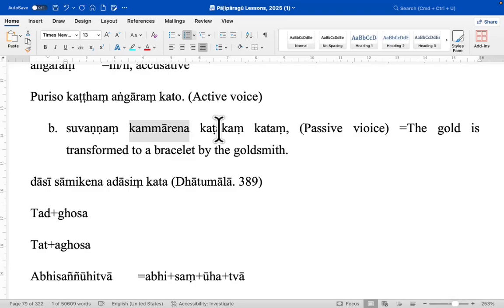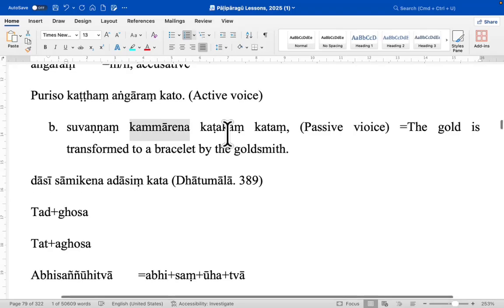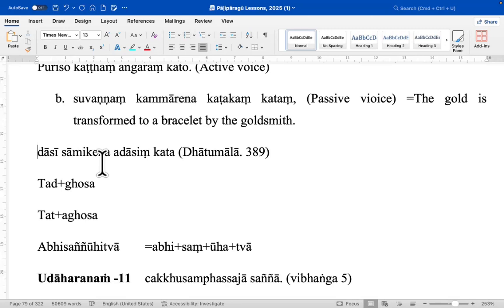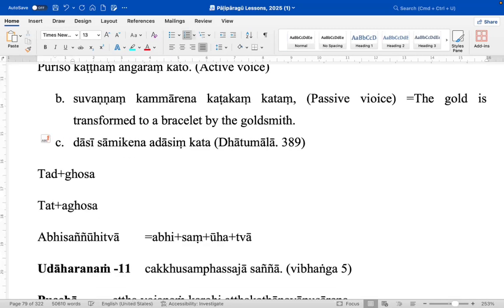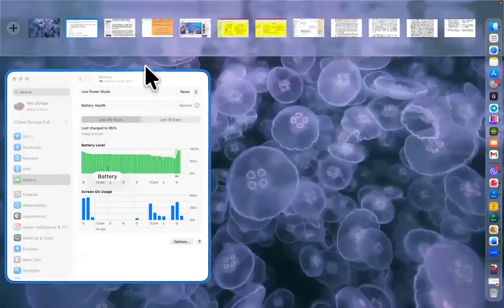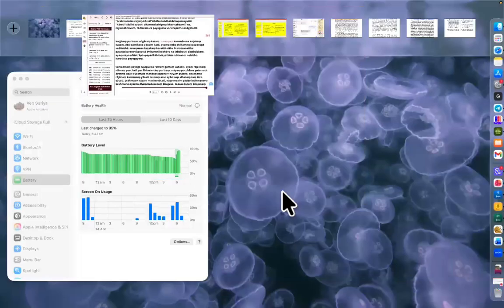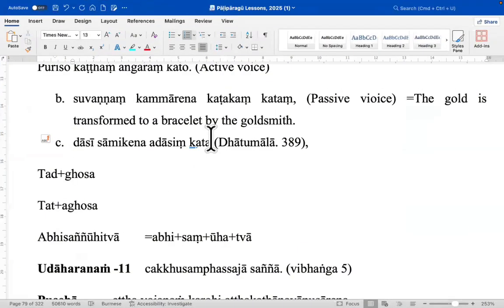So Kataka and Suvanna look the same, but they have different case endings. The next example will make it clearer. Okay, the next example is clear. So this is also passive voice. It should be gado, not gada. This is also passive voice. So here the meaning is: dāsī sāmikena adāsī gatā.